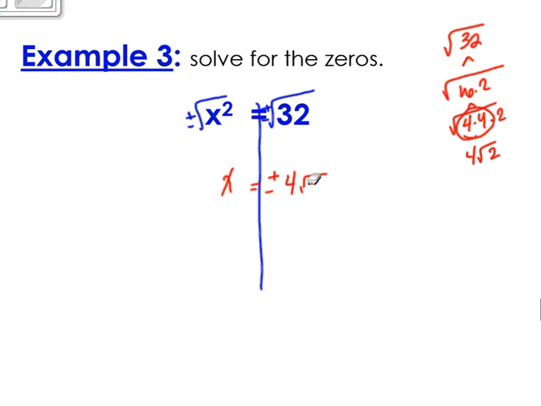So my ordered pairs are kind of ugly this time, but that's where it crosses exactly. Okay? So again, this is why we have multiple methods, because the graph method wouldn't work here. You wouldn't be able to see that it crossed at 4 square root of 2 exactly.